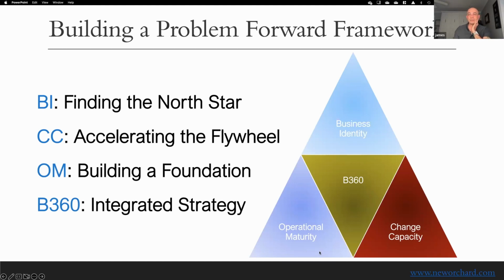We call this operational maturity. This one is change capacity, but this can also be understood contextually as behavioral maturity. So operational maturity and behavioral maturity are the foundational elements.